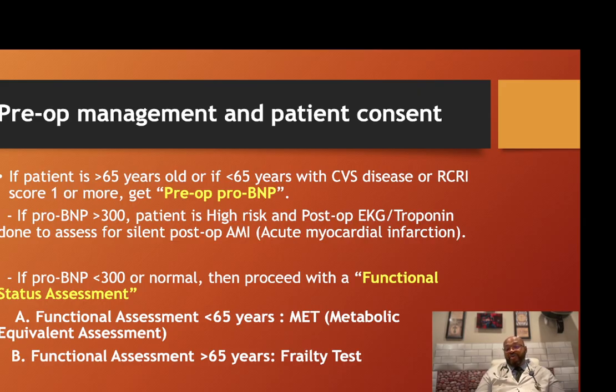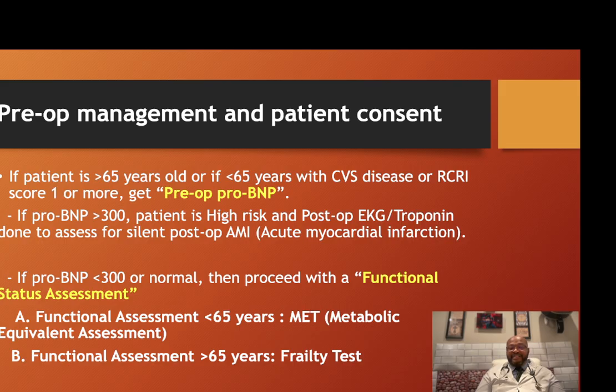and you want to get a post-op troponin and EKG to assess for a silent post-op myocardial infarction, which means that they don't have to have chest pain. Just post-op, if the pro-BNP is more than 300, just get a troponin after the surgery. If the pro-BNP is less than 300 or normal, then you can proceed with a functional status assessment. Again, this is for those patients who are either more than 65 years old or less than 65 but have some kind of cardiovascular disease or a high revised cardiac risk index score.